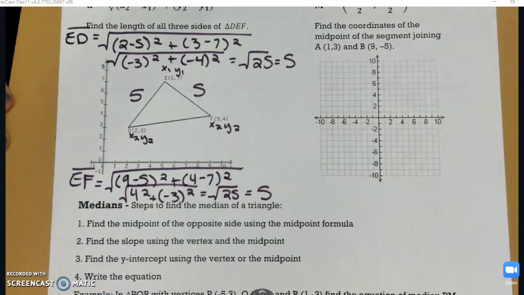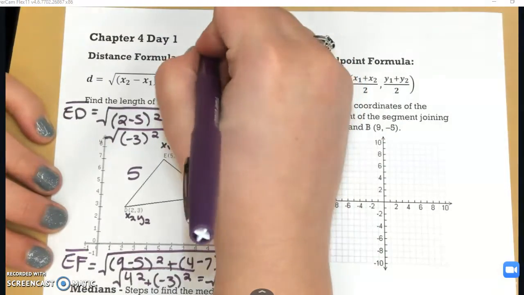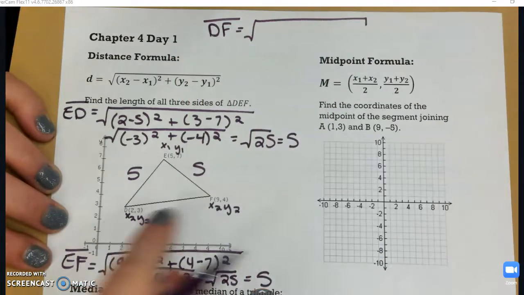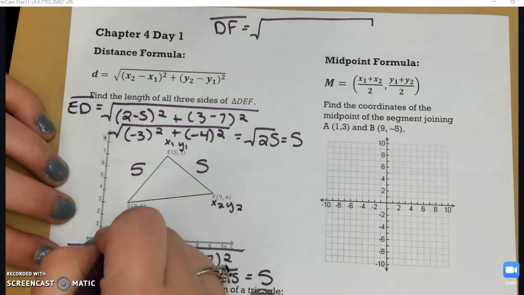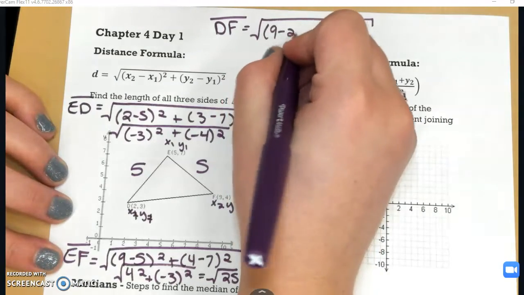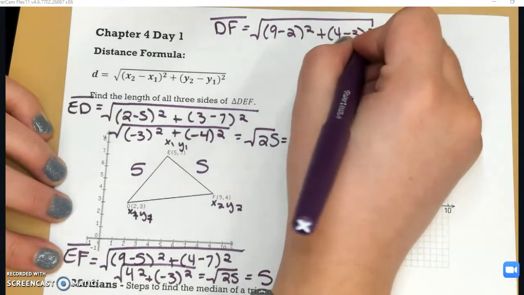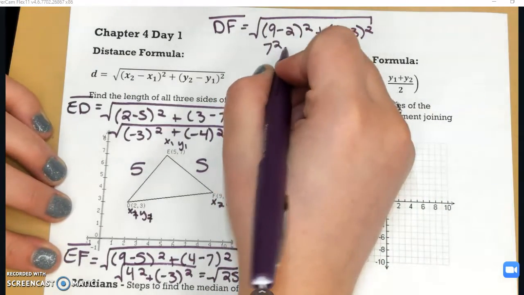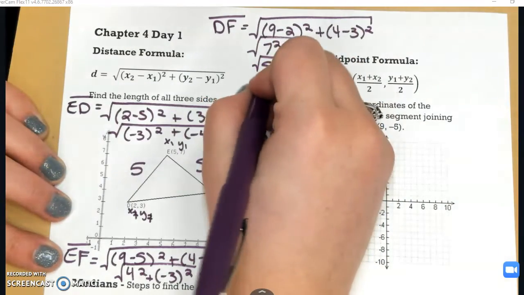Now I need to lastly find side DF, and I'm running out of room, so I'm just going to move up here to find DF. And this time F is my x2, so this is going to be x1, y1. 9 minus 2 squared plus 4 minus 3 squared. 9 minus 2 is 7. 4 minus 3 is 1. 49 plus 1 is 50.